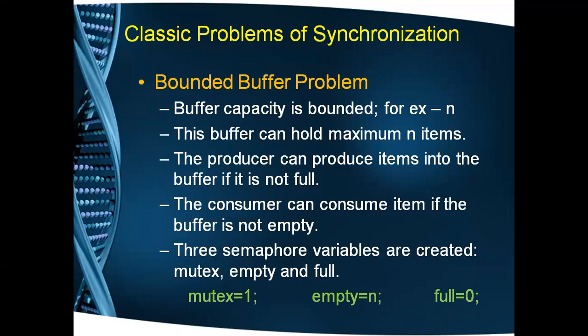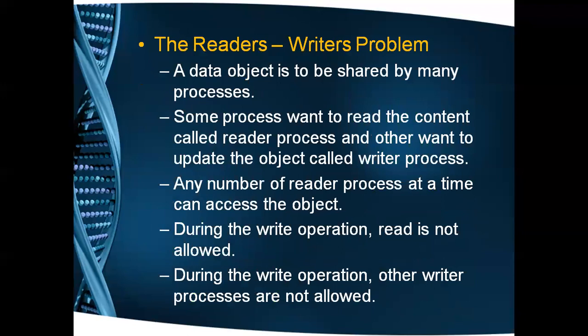This is the first classical problem. The second problem is the reader-writer problem. Here, consider a data object or a variable shared by many processes. Suppose there are 5 processes sharing the data object. Among the 5, some processes want to read the content; they are called reader processes. Other processes want to update the value of that data; they are called writer processes. Among the 5, consider 2 writer processes and 3 reader processes.